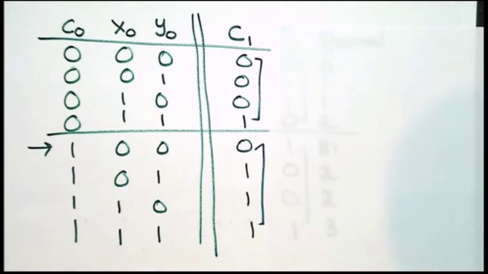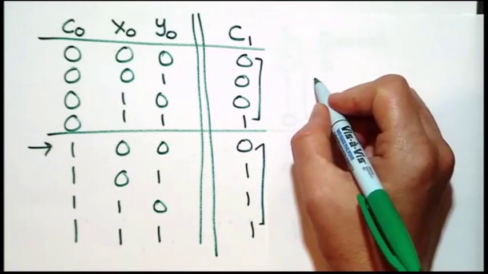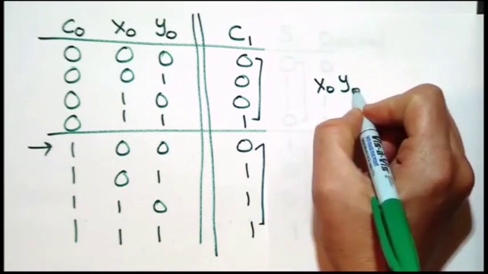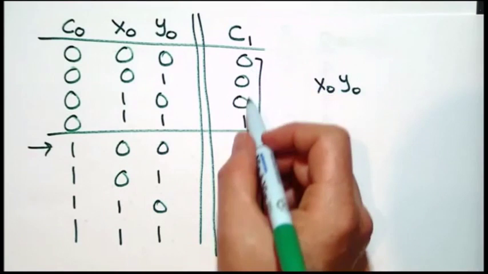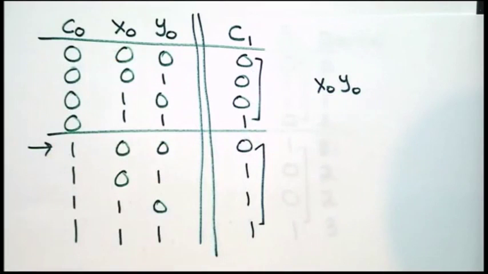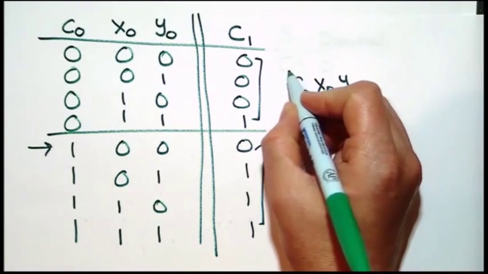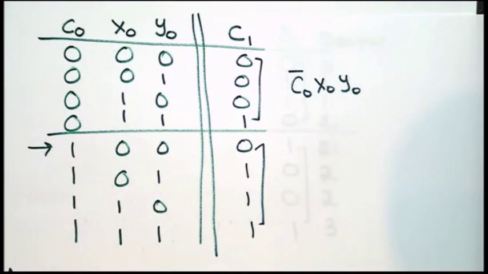So to make C1, this is clearly an AND of two variables. Which two variables? That's going to be an AND of X and Y, and in the first half of the table we also have not C0. So we have to put that in there to make sure that we're only dealing with the first half of the table.